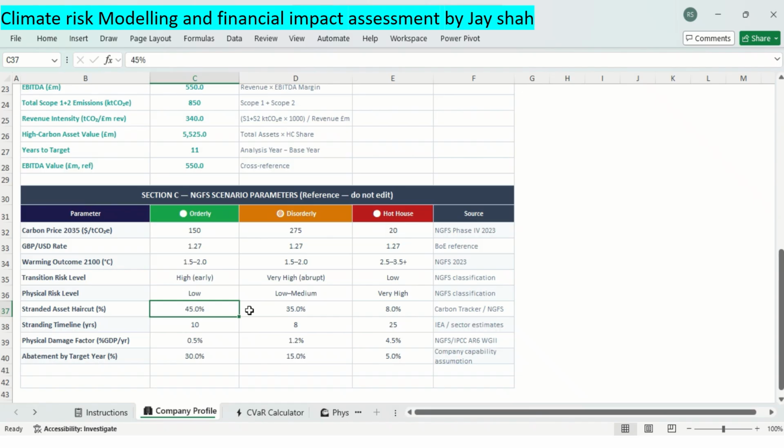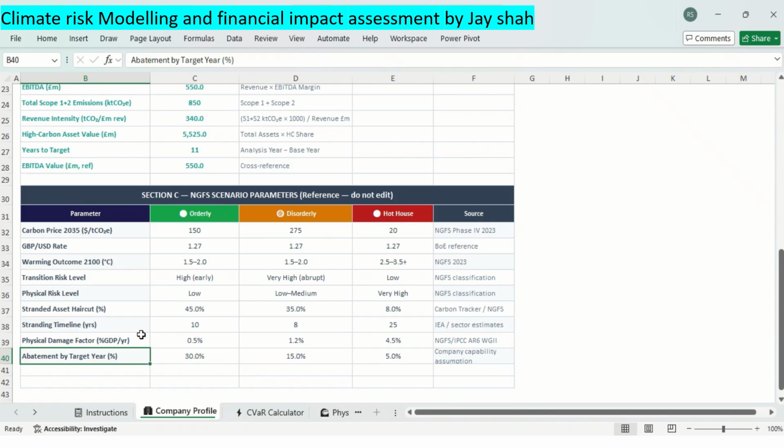Then it comes to the abatement target. So here the abatement target factor in the orderly scenario is 30%, an expected reduction in scope 1 plus 2 emissions by the target year through energy efficiency, fuel switching, CCS, or carbon capture systems, and renewables. That kind of stuff can be part of the orderly scenario.